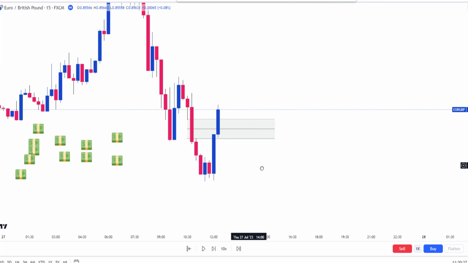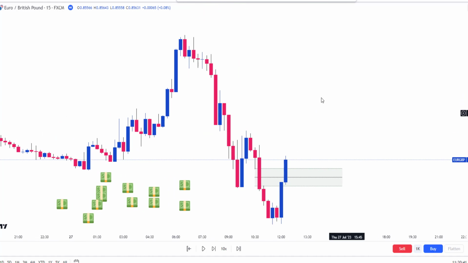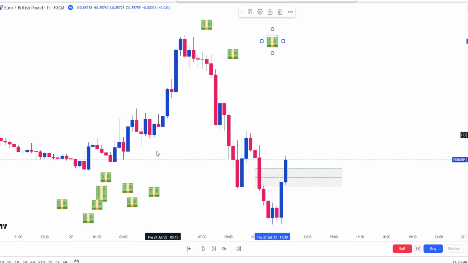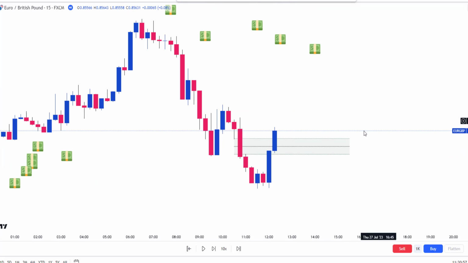So this is an indication that price may eventually head for the opposing liquidity. The draw on liquidity is actually here this time around. The draw on liquidity is actually here. So this is when we will implement our inversion fair value gap concept. Okay, so let's get into that.